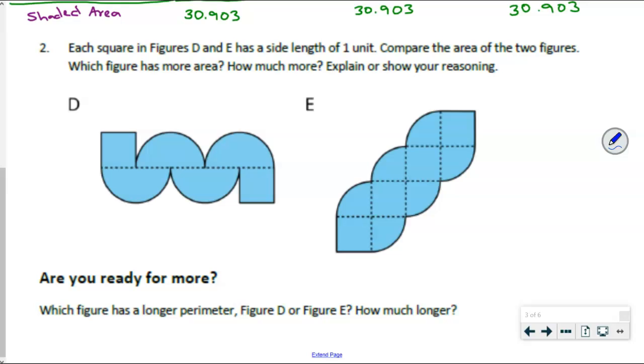Here's the one piece of information that it gives us, a side length of 1 unit. So this square has a side length of 1 unit. That's this piece right here is 1. Since it's a square, this piece right here is 1. So with that in mind, see if you can find the area of each one of these figures.